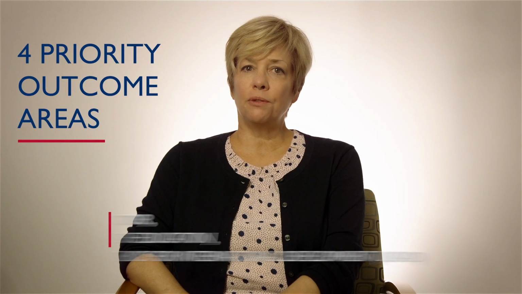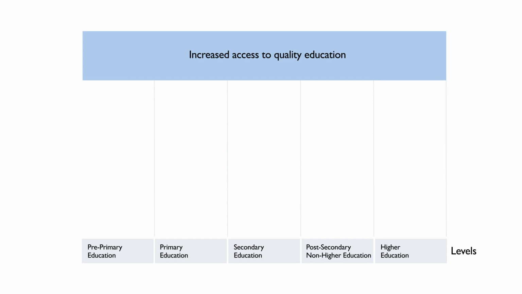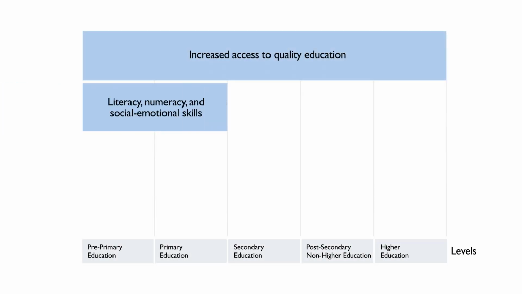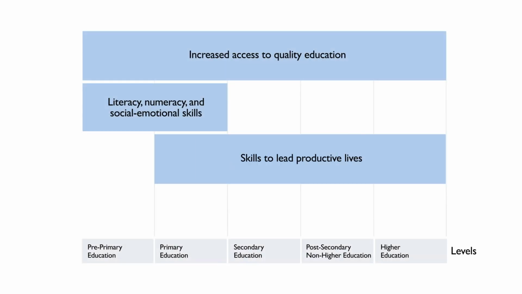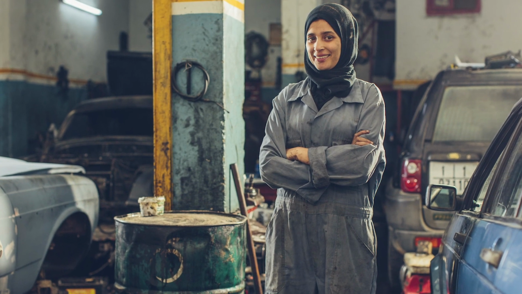First, we want children and youth, particularly the most marginalized and vulnerable, to have increased access to quality education that is safe, relevant, and promotes social well-being. Second, it is important that children and youth gain literacy, numeracy, and social-emotional skills. These skills are foundational to future learning and success. Third, youth gain the skills they need to lead productive lives, gain employment, and positively contribute to society.